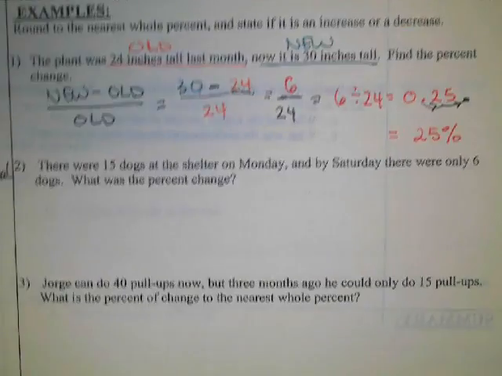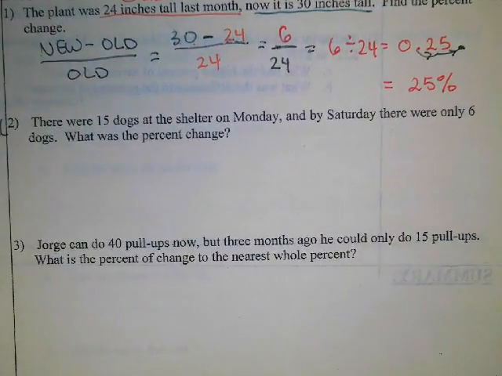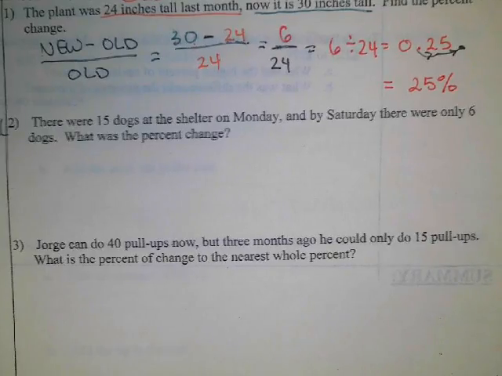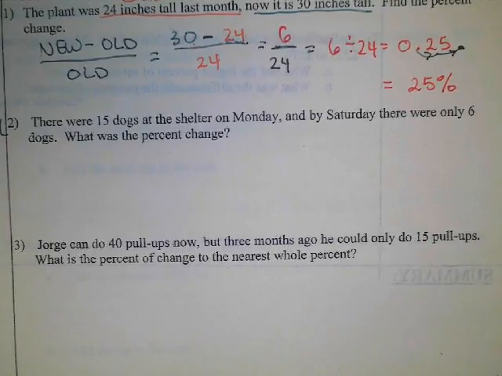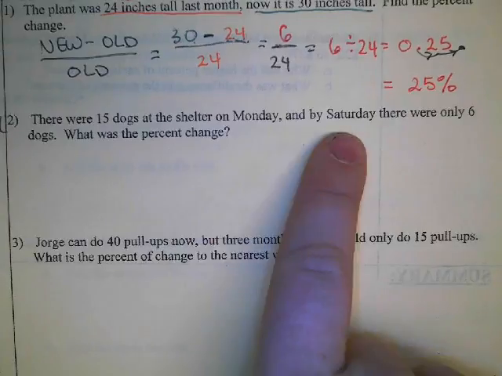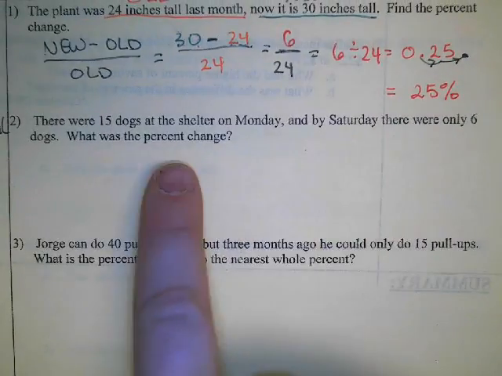Okay, so let's see if we can do number two together. There were 15 dogs at the shelter on Monday, and by Saturday there were only 6 dogs. What was the percent change? So Monday comes before Saturday in this problem, so which one is the old?